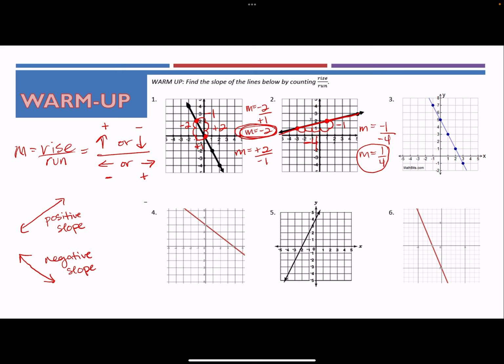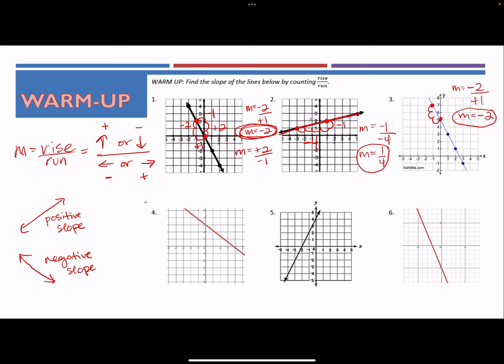Number 3, again, pick any 2 of these points. I'll just pick this one and this one. I'm going to go down 2, so that's -2. And I'm going over 1 to the right. -2 over 1 is -2. So my slope is -2 there.